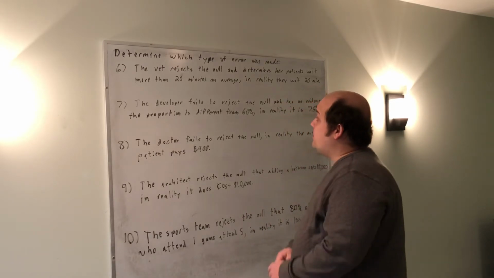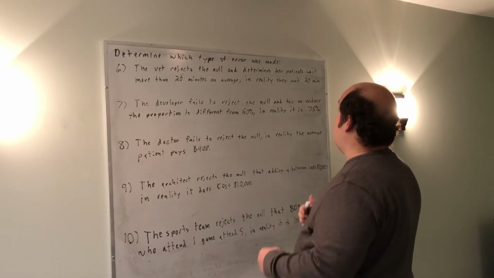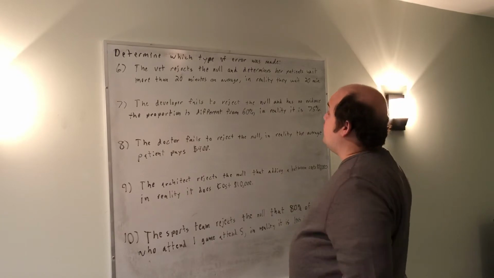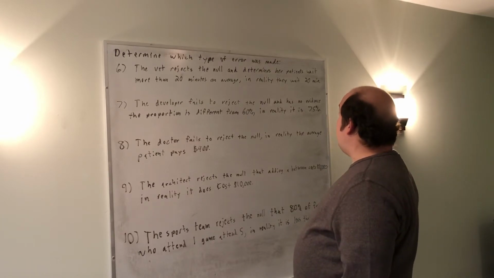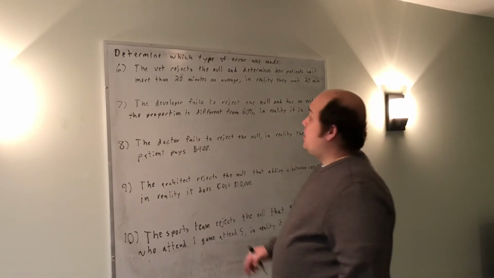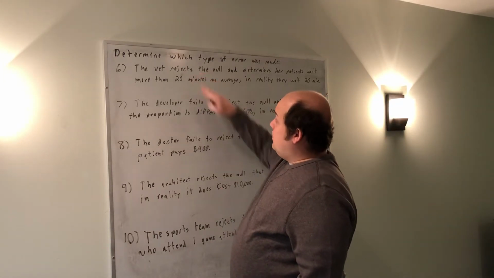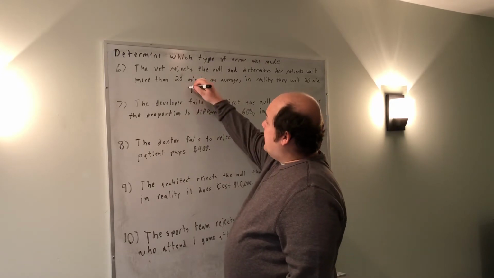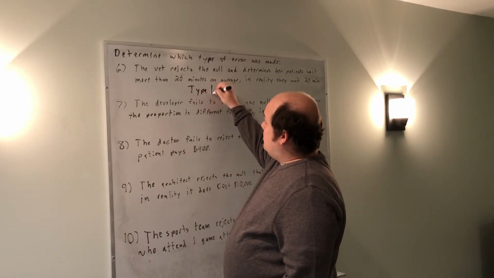So the first one, number 6, says the vet rejects the null and determines that our patients wait more than 20 minutes on average. In reality, they wait 20 minutes. So in this case, the error that we made was we rejected a null that was actually true. That's a type 1 error.